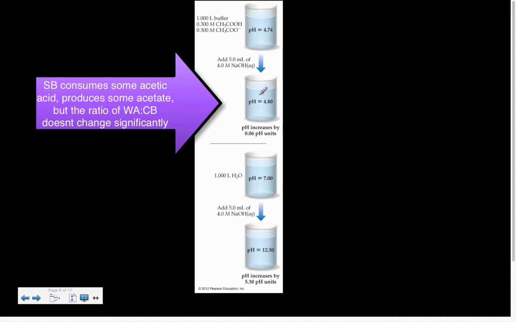If we take a look at this figure, the purpose of a buffer is to resist changes in pH. This figure is showing that if we have a 1 liter buffer that's 0.3 molar acetic acid and 0.3 molar acetate, and we add a little bit of strong base, the pH changes by less than 1/10 of a pH unit. Whereas if we were to add 5 mL of 4 molar sodium hydroxide to pure water, we go up approximately 5 pH units.